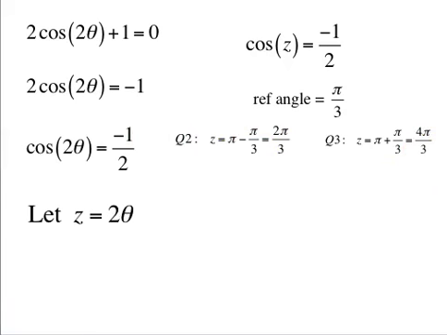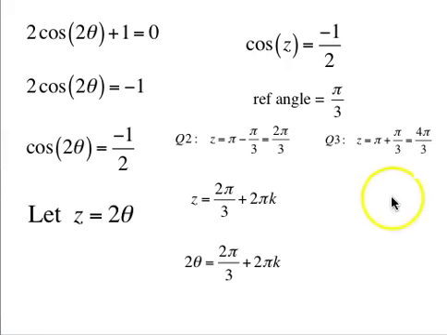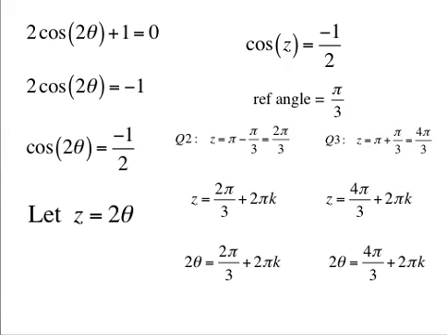So for my first example, z is 2 pi over 3 plus 2 pi k. But z is 2 theta, so 2 theta is 2 pi over 3 plus 2 pi k. Similarly over here, z is 4 pi over 3 plus 2 pi k. But what is z? z is really 2 theta. So we get 2 theta is 4 pi over 3 plus 2 pi k.